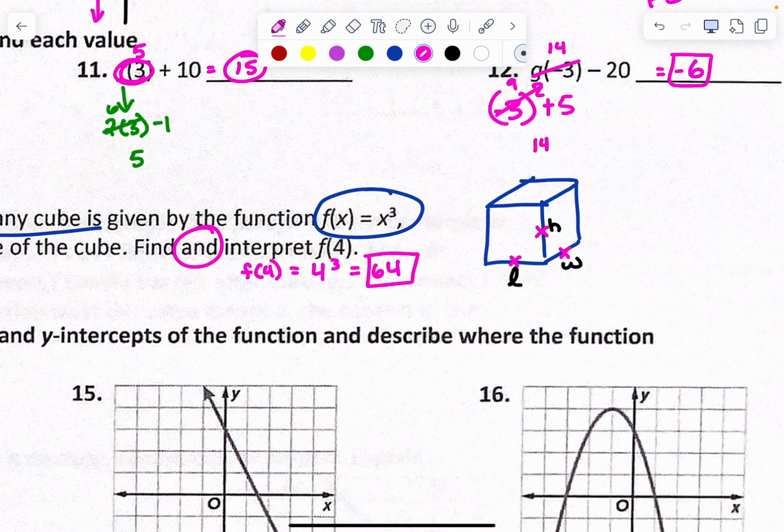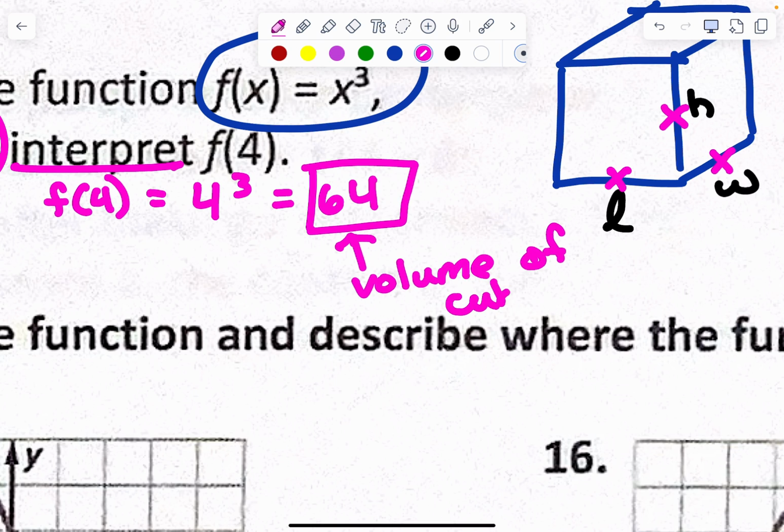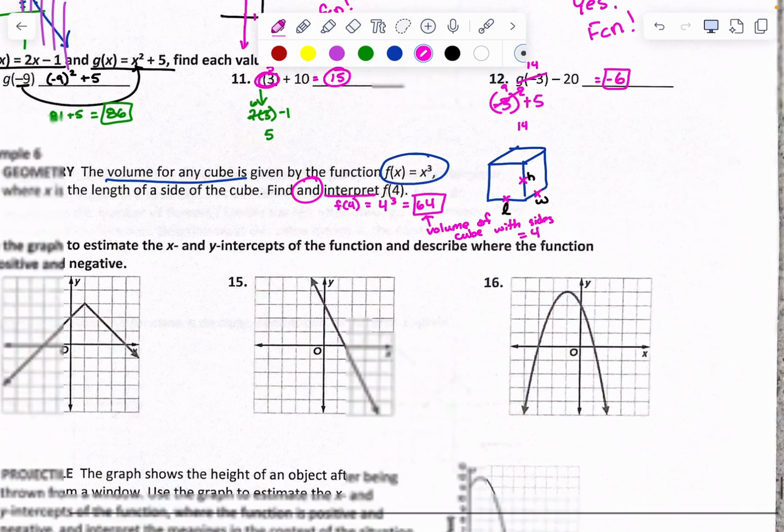Find and interpret. This is the volume of a cube with sides equal to 4. Okay, that is the interpret part. Don't forget to do that, okay? Every time you answer a question, I would strongly encourage you to go back through and read the question over again so you don't miss a part, right? Sometimes these will have multiple answers, okay? So 64, yes, that's the answer, but what does that tell you? That's the interpret part. The volume of a cube if the sides are 4. Got it?